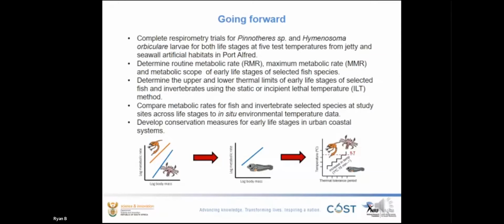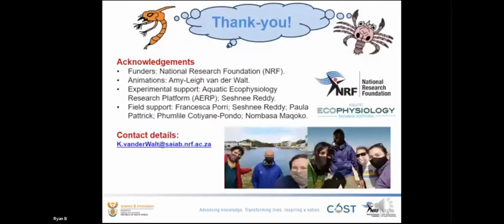Finally, comparing the metabolic rates for both these fish and invertebrate selected species at different artificial habitats across life stages to in situ environmental temperature data collected, to determine if they are vulnerable in this warm temperate region of South Africa, needs to be conducted. Potentially, conservation measures for early life stages in urban coastal systems can then be developed. Thank you so much for listening.